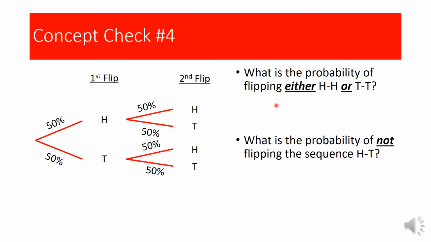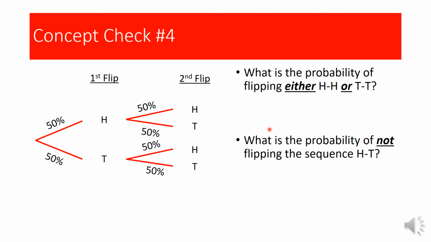So on this one, it's going to be 50%, because there's four possible sequences: heads, heads; heads, tails; tails, heads; tails, tails. So those are the four possible sequences. Two of those sequences are heads, heads, and tails, tails. So 2 out of 4, that's 50% of the time. So 50% of the time you'll flip either heads, heads, or tails, tails.